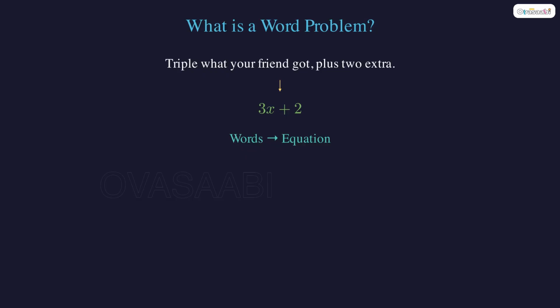A word problem is a real-life situation described in words. Our job is to translate the words into a mathematical equation, then solve it. Words become numbers and letters.